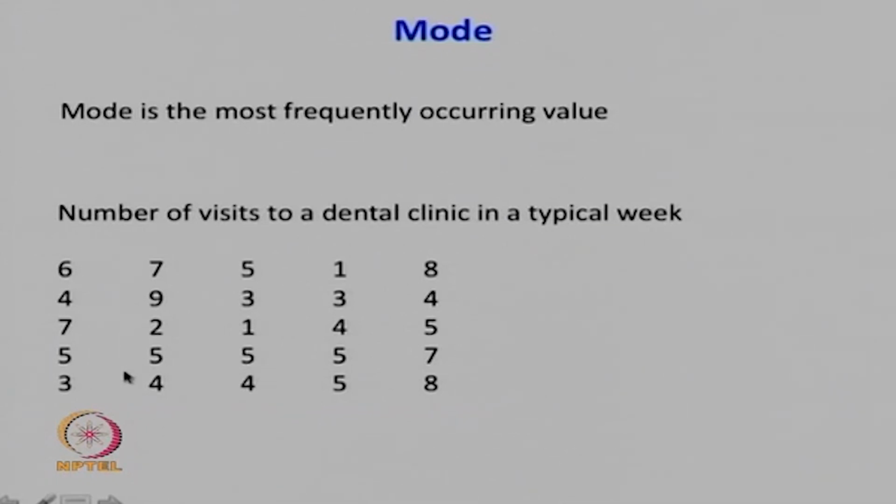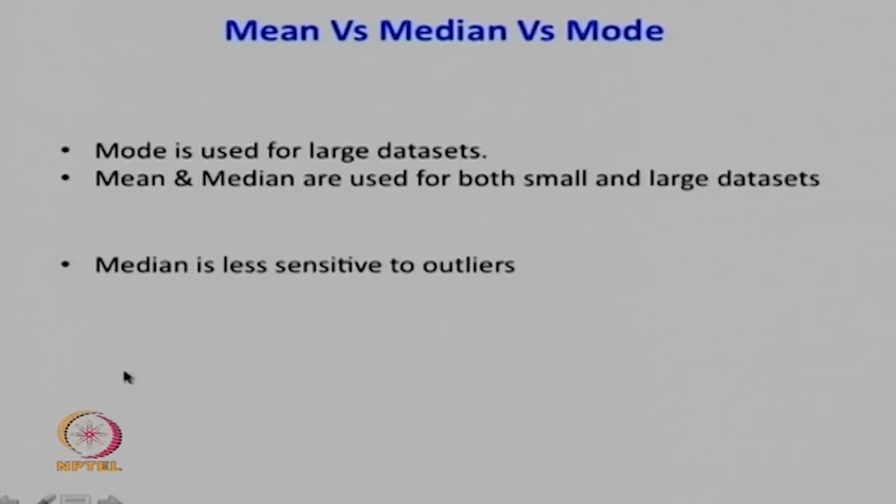So, this brings us to the question as to which of these 3 values, mean, median, or mode, you should really consider. It is clear that generally the mode is used when you describe large data sets. Mean and median can be used interchangeably for both small and large data sets. As we discussed, the arithmetic mean is sensitive to outliers, but the median is less sensitive to outliers.